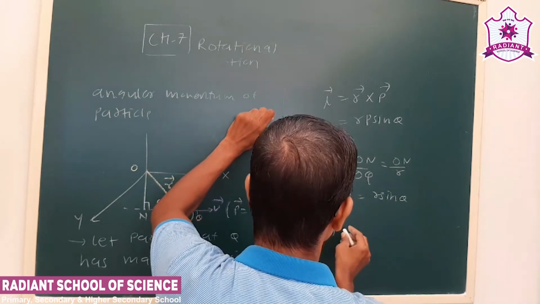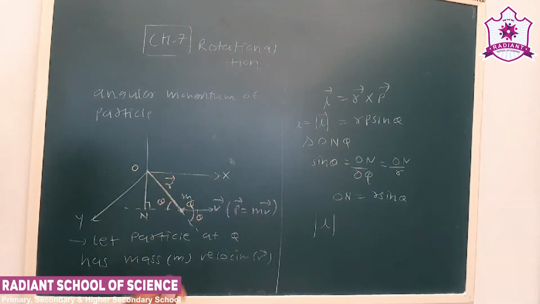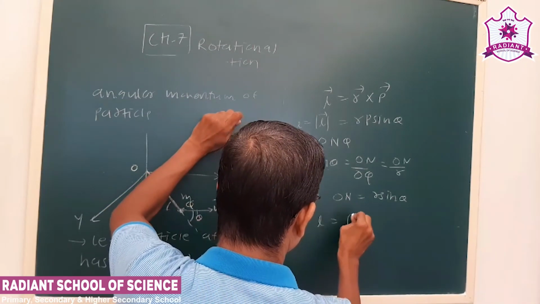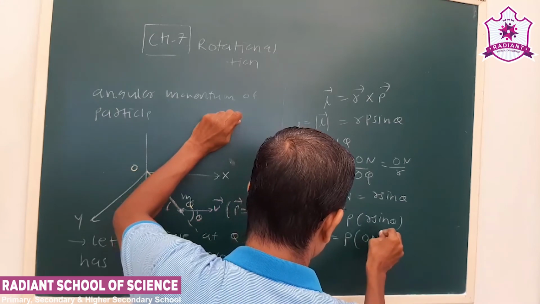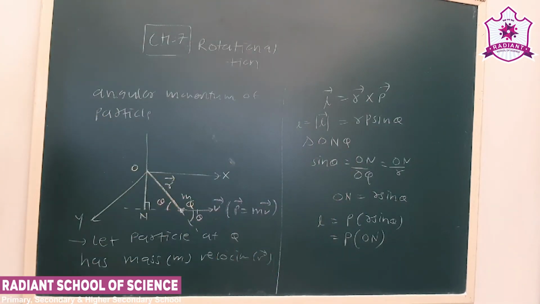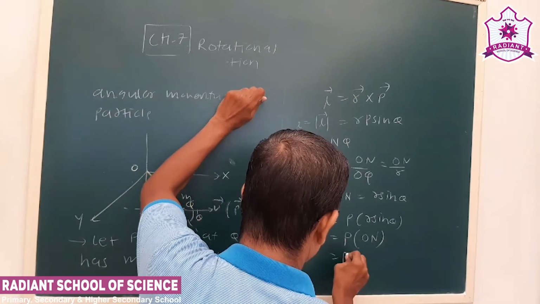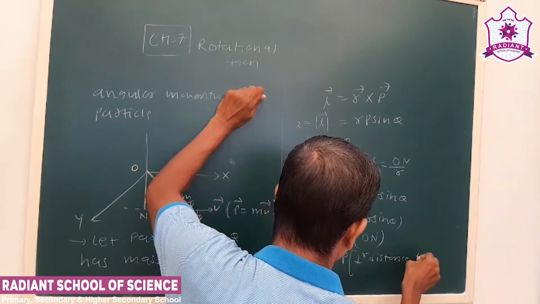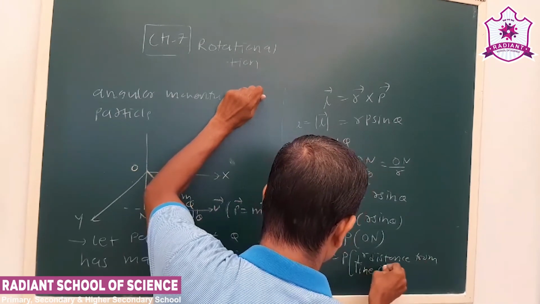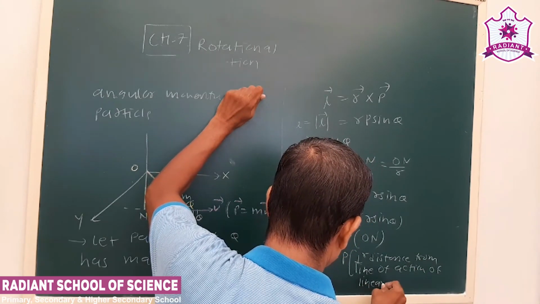Now L is equal to R cross P, so the magnitude of L is RP sin theta. So we can write L as P into R sin theta. R sin theta is nothing but ON, which is the perpendicular distance from the line of action of linear momentum. So L equals P into the perpendicular distance from the line of action of linear momentum.